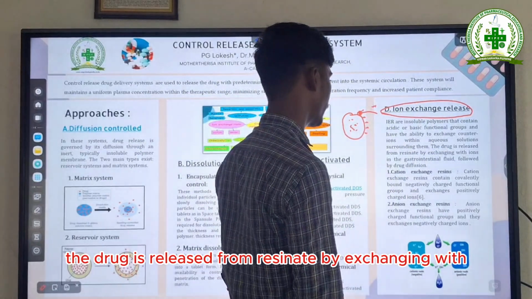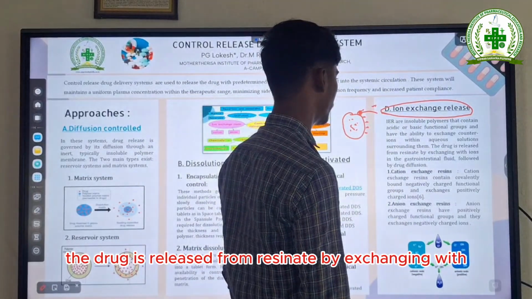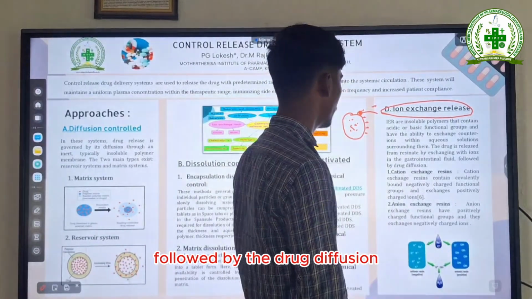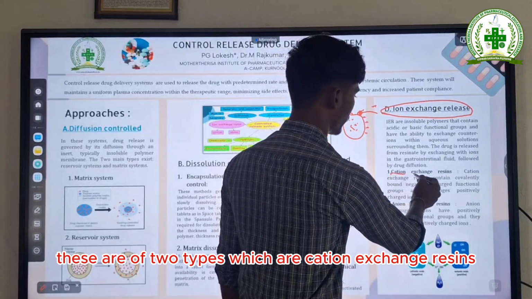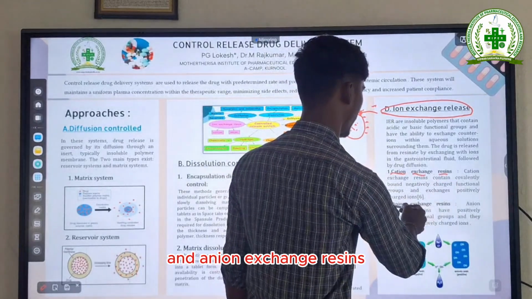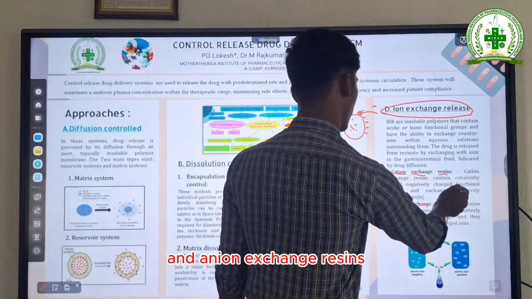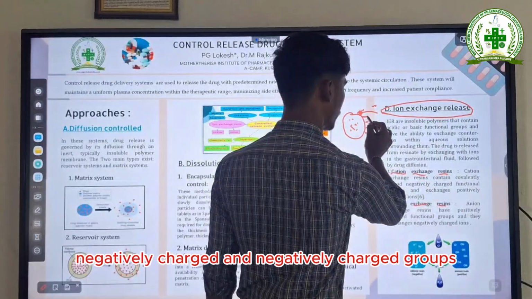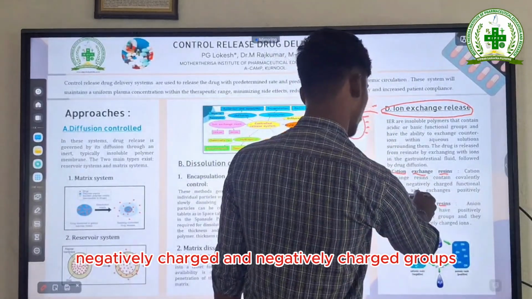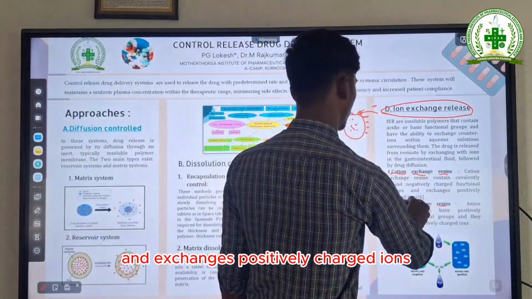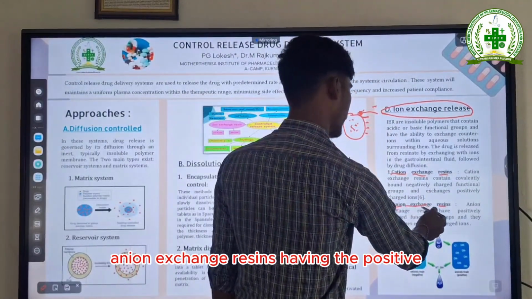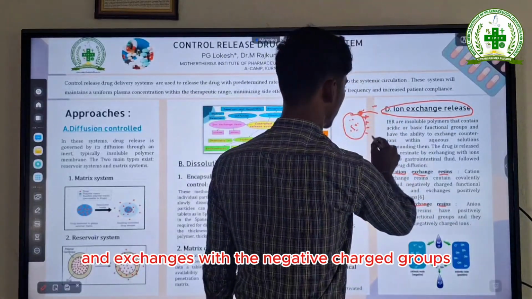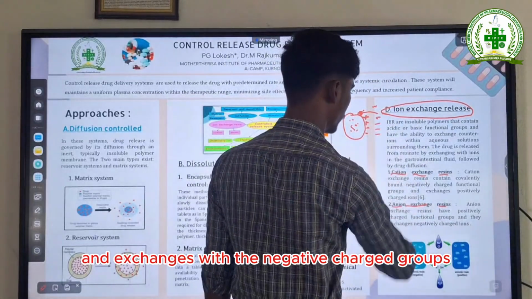The drug is released from the resinate by exchanging with ions in the gastrointestinal fluid, followed by drug diffusion. These are of two types, which are cation exchange resins and anion exchange resins. Cation exchange resins contain covalently bound negatively charged groups and exchange positively charged ions. Anion exchange resins have positively charged groups and exchange with negatively charged ions.